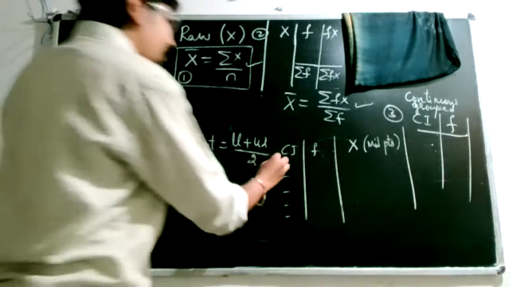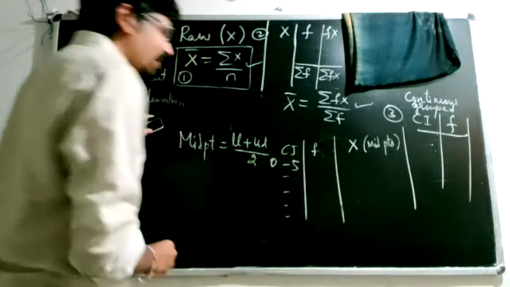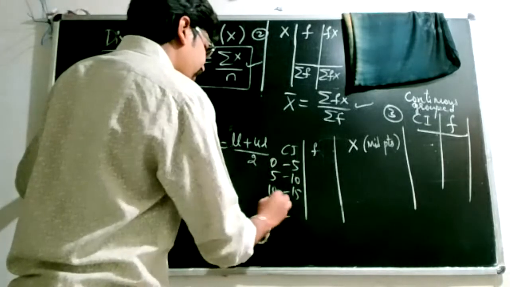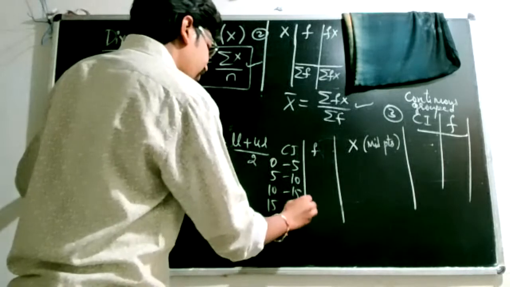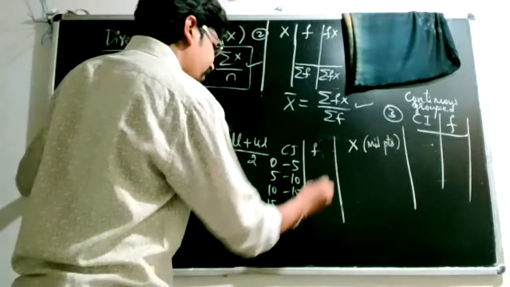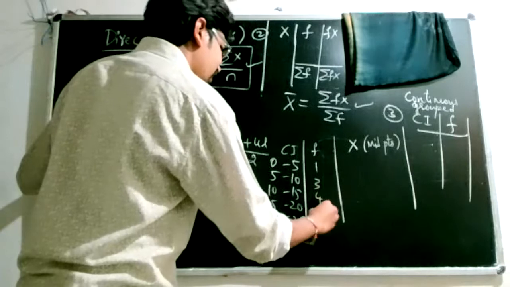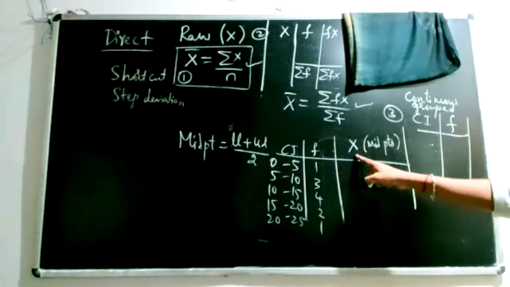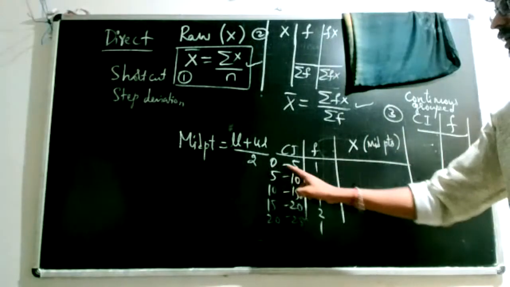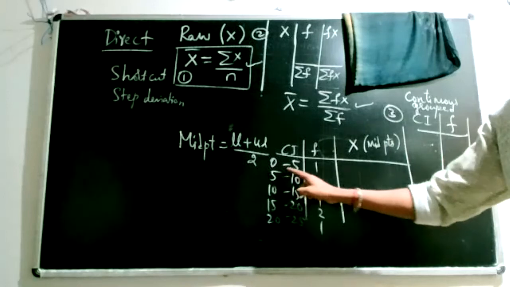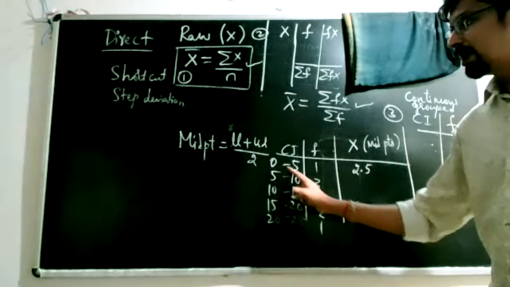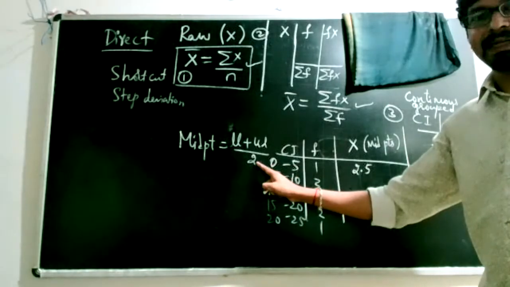So for example, if you have a frequency distribution like 0 to 5, 5 to 10, 10 to 15, 15 to 20, 20 to 25, with frequencies, say, 1, 3, 4, 2, 1, then the computation of mean is solely based on the midpoint x. Now, the number exactly in between 0 and 5 is 2.5, and mathematically you add those two values and divide by 2.